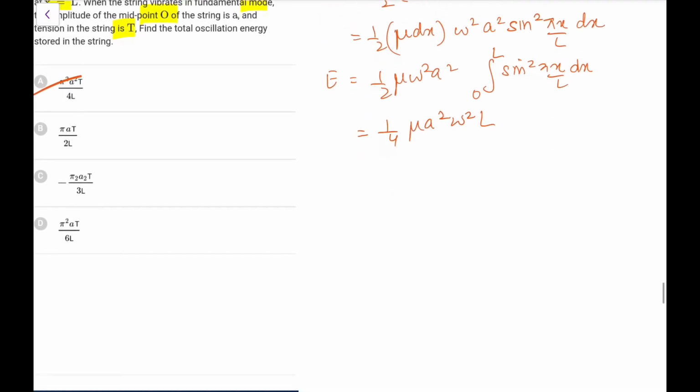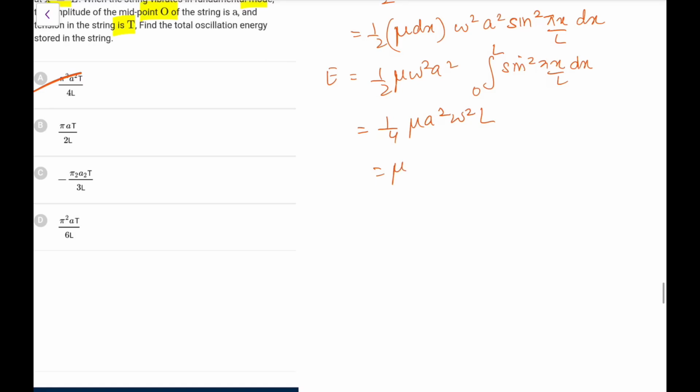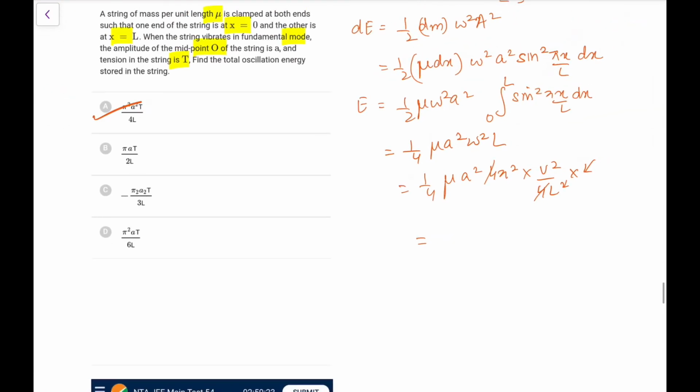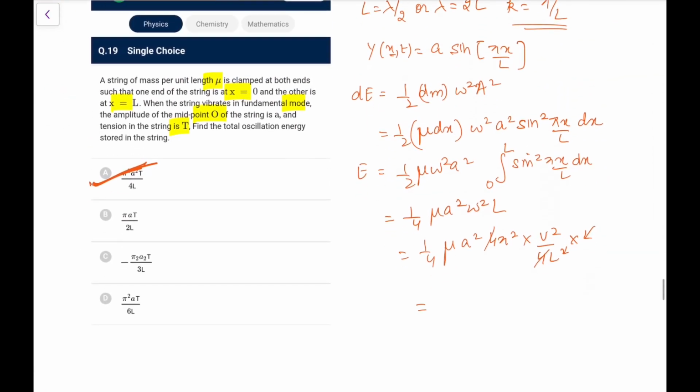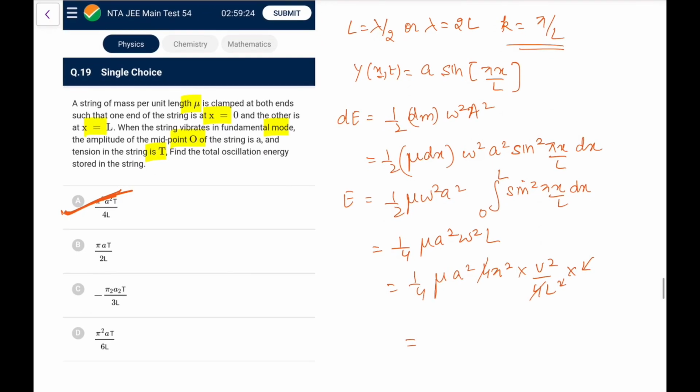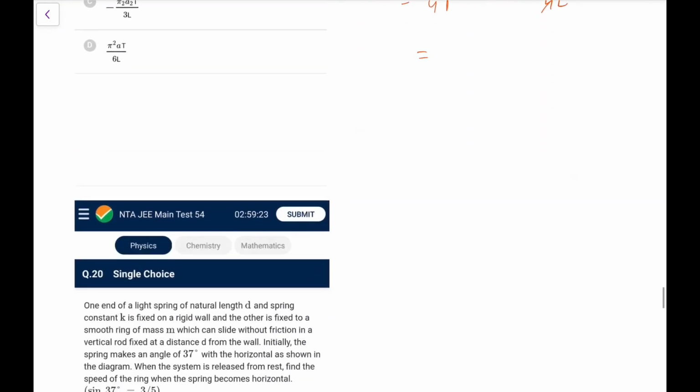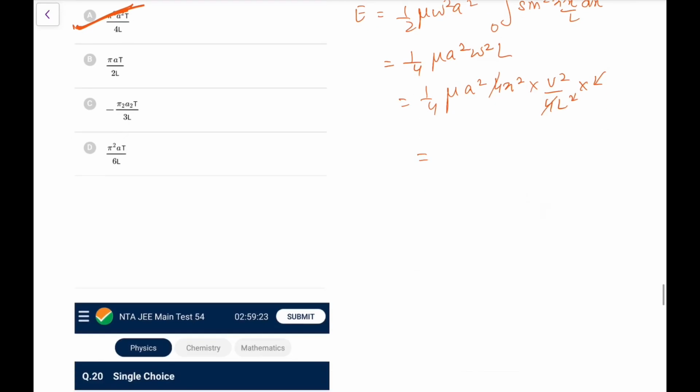Now substitute the value. Mu is mu, you need not substitute anything. 1 by 4 mu a square omega square L. Now what is omega square? It is 2 pi f whole square, that is 4 pi square f square, and f square would be v square by 4 L square, into L. So this L gets cancelled, this 4 and 4 get cancelled, and v square is T by mu, so mu gets cancelled and you will get option A. That is the answer. This is again a tough one. If you don't know this way of integration, it might be tougher for you.